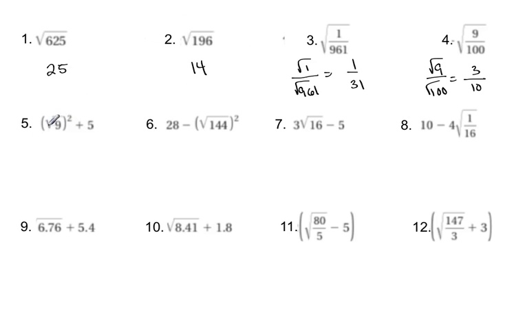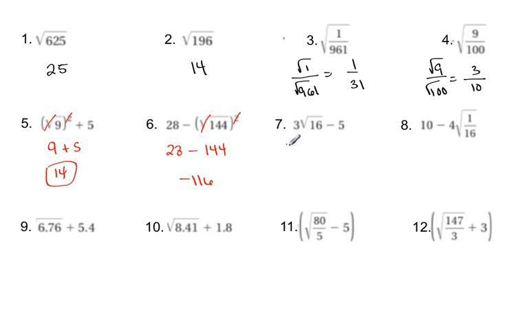Alright, keep going down. This is the square root of 9 squared. So the square root and the square cancel each other out, so you're just left with 9 plus 5, or 14. This is 28 minus the square root of 144 squared. Again, the square and the square root cancel each other out. So it's just 28 minus 144, and 28 minus 144, you're going to get negative 116.